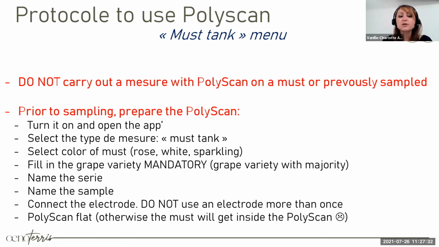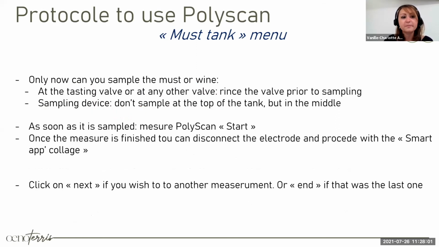This is mandatory because all of these decision making and the information on the must is also relying on the median of EasyOx and Phenox. So the median depends on the grape variety. Then name the series, name the sample, connect the electrode, and do not use an electrode more than once. The PolyScan has to be flat, otherwise the must will get inside the PolyScan and it will not be on the electrode to do the measurements.